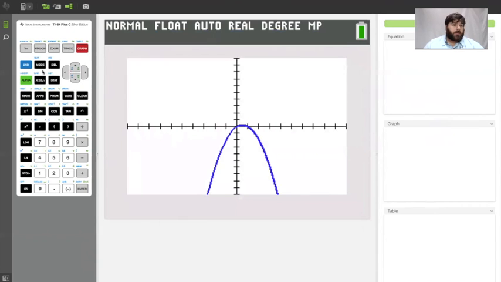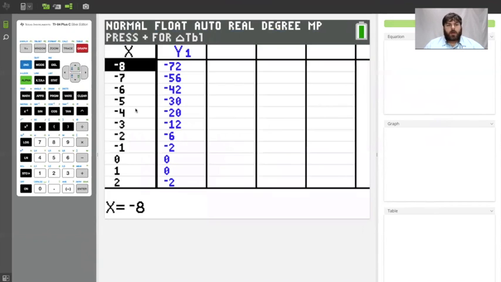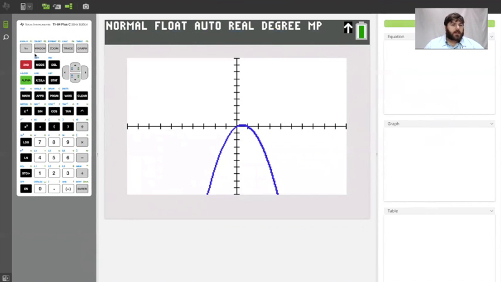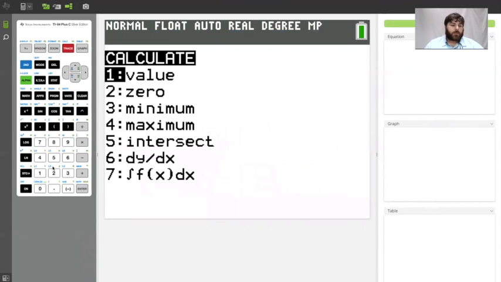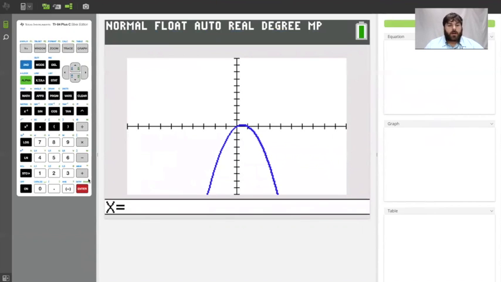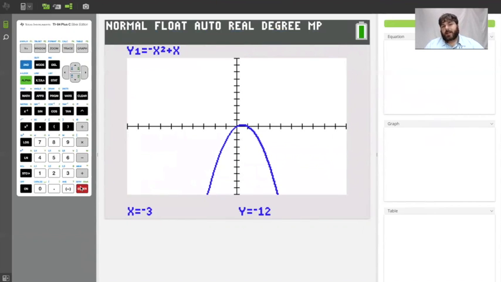Remember, you could also look at your table and realize that when you plug in negative 3, you get negative 12. Okay, that's obvious right there. One quick thing, if you're ever trying to plug in a number, you can do it by doing second calculate and then value, number 1. You just hit enter there, and it says x equals. And you say, well, I want x to equal negative 3, and it's going to tell you that y is equal to negative 12. This is especially handy if you have to plug in something weird like 3.52.